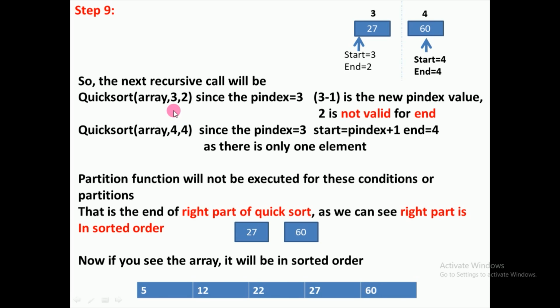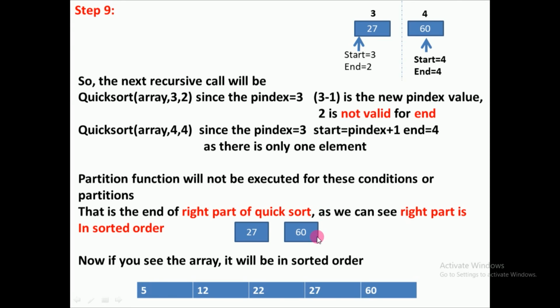Since p index is equal to 3, minus 1 is the new p index value, but 2 is not valid for end. That means it will not move into this function. Quicksort array comma 4: since p index is equal to 3, start is equal to p index plus 1 and end is equal to 4. If there is only one element, even execution is not necessary for this part. So the function will not be executed for this condition. That is the end of the right part of quicksort.